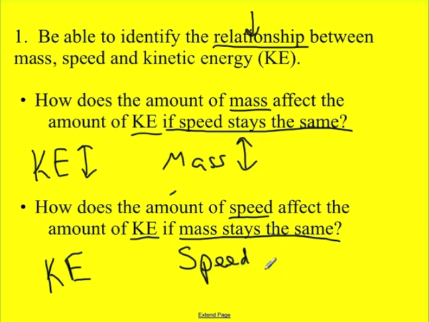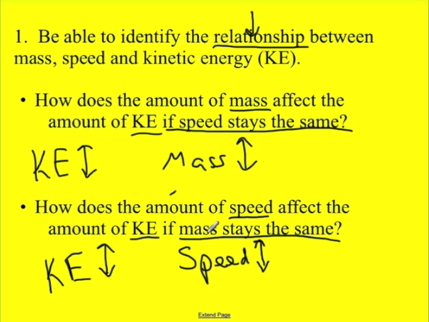A 300-pound lineman who's going as fast as he can go, say 5 miles an hour? Or would you rather get hit by that same lineman, that 300-pound lineman, if he's just walking, maybe 1 mile an hour? So if you said you'd rather get hit by the 300-pound lineman just walking at maybe 1 mile an hour, you're correct. Because as the speed goes up, so does the amount of kinetic energy. As the speed goes down, so does the amount of kinetic energy. But mass has to stay the same.